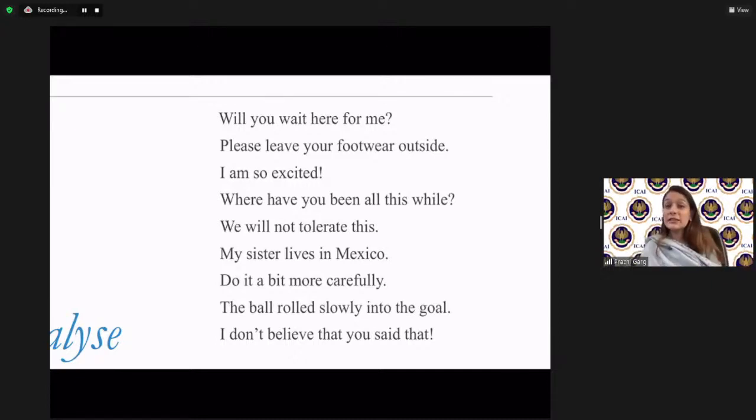I am so excited. This is an exclamatory sentence because you're expressing your excitement. Where have you been all this while? It's a question, right? People have been asking me for the structure for interrogative: the subject is here and the verb is there. I told you this and I've specified this twice while I was explaining what remains the same.